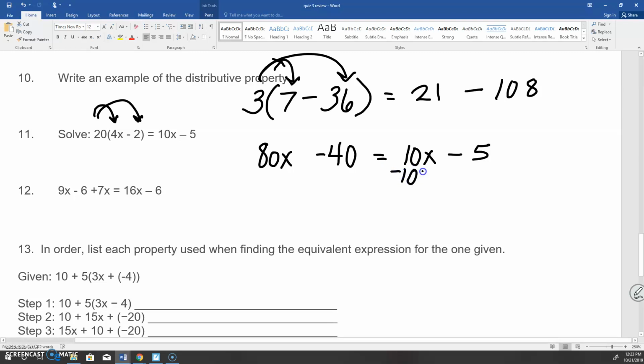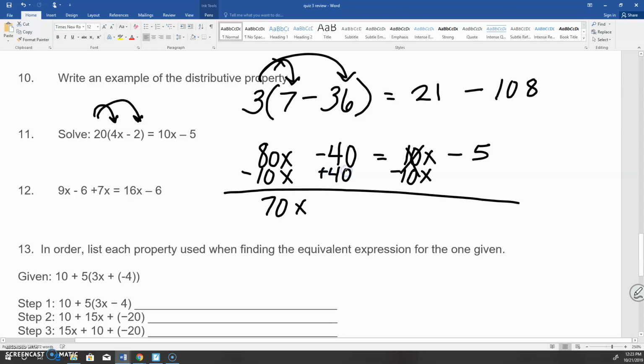How do I move 10 to the left? Subtract. Earlier I had somebody say divide. I don't want to divide because that would break them apart. I want to keep 10 and x together. You add or subtract to move them to either side. So you're left with 70x. How do I move 40 to the right? Add 40.